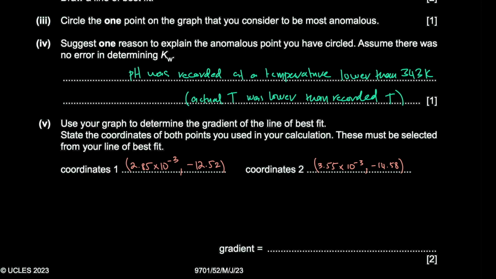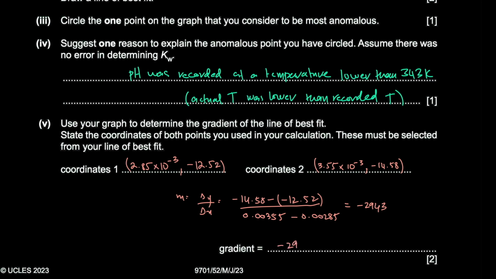Now the gradient is the change in y over the change in x. That's y2 minus y1 over x2 minus x1, which is minus 14.58 minus minus 12.52, divided by 0.00355, that's 3.55 times 10 to the power minus 3, minus 0.00285. And that gives the gradient as negative 2943.